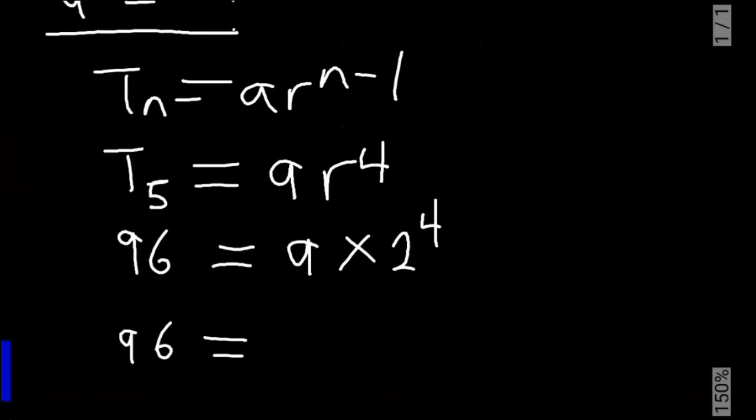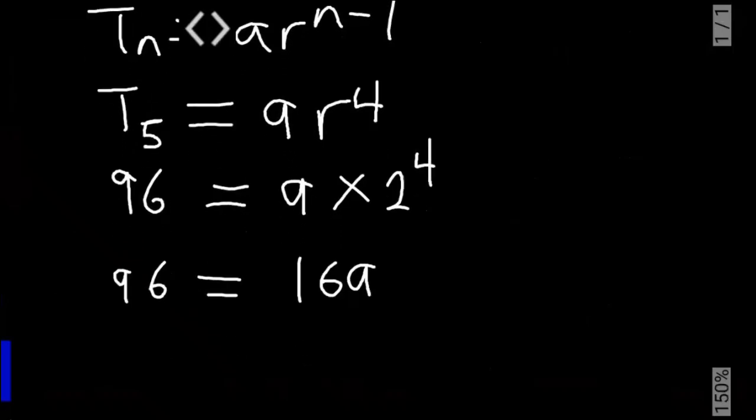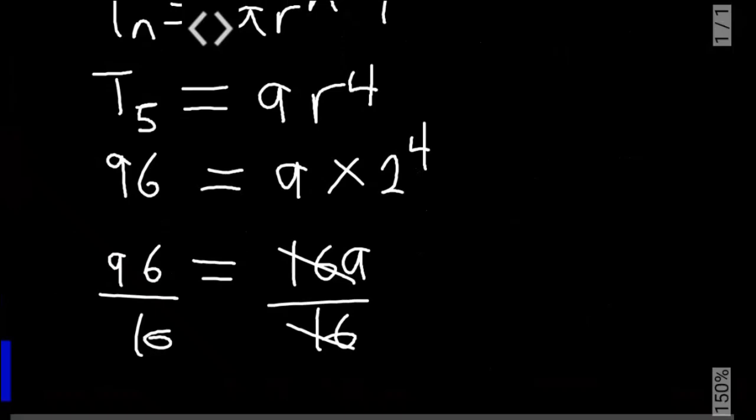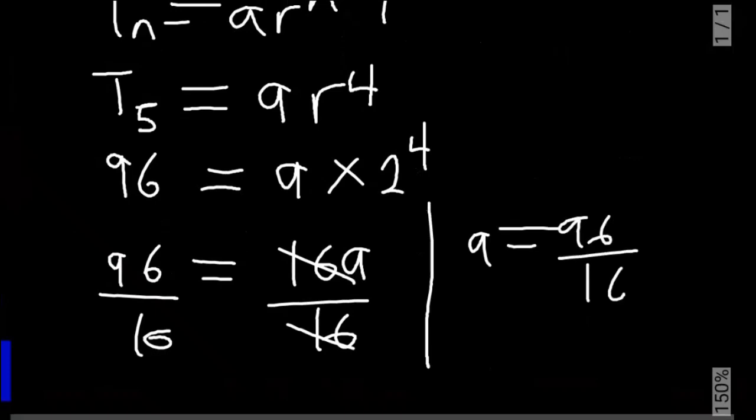So we have 16a. We can divide both sides, the left hand side and the right hand side, by 16 to get a. So 96 divided by 16 is 6. So a is equal to 96 over 16, a is equal to 6. So we have the first term of this geometrical progression as 6.